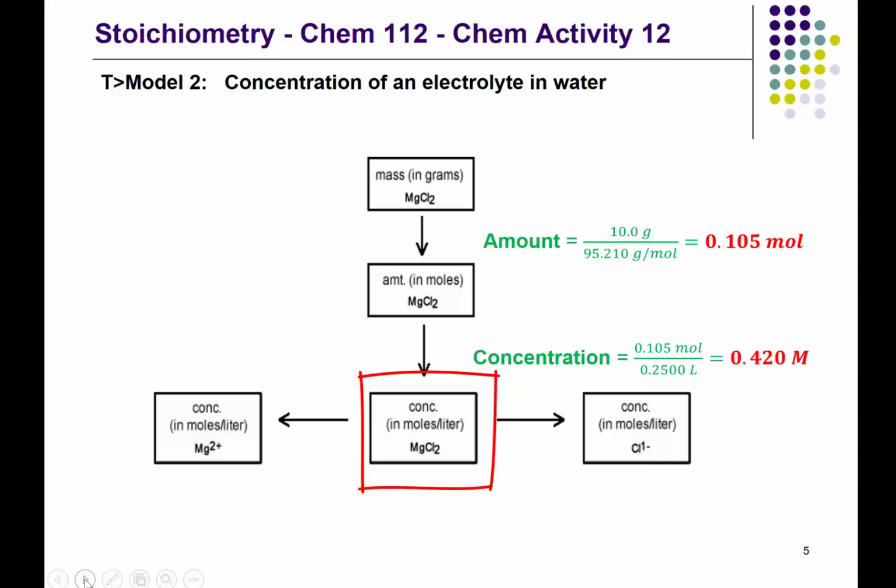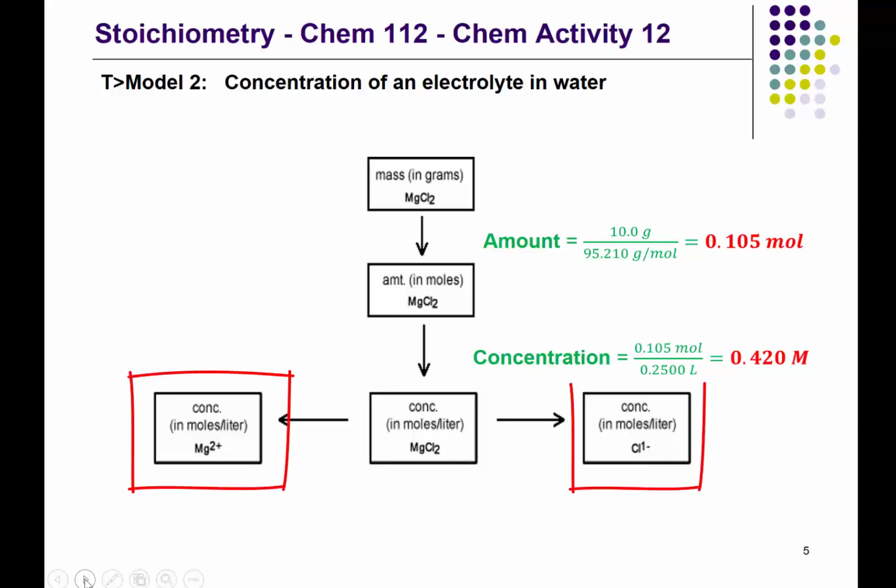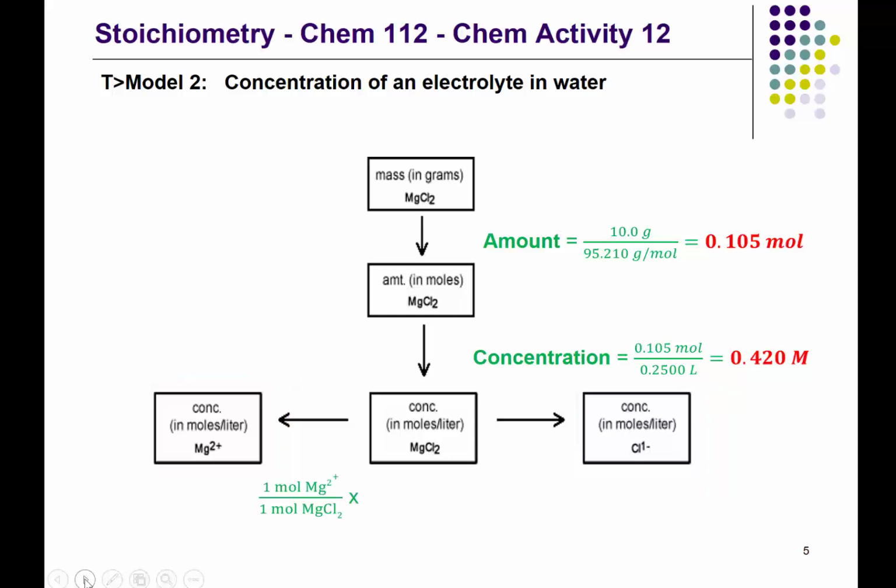But again, I want to emphasize that there is no magnesium chloride in our solution because it's all in the form of magnesium ions and chloride ions. But we know what the concentration of those respective ions are, because for every one magnesium chloride unit, there's 1 mole of magnesium 2+. So therefore, the concentration of magnesium ions is equivalent to what we thought would be the concentration of magnesium chloride. And in a similar way, the concentration of the chloride ion would be double, because for every 1 mole of magnesium chloride, there are 2 moles of chloride ions.